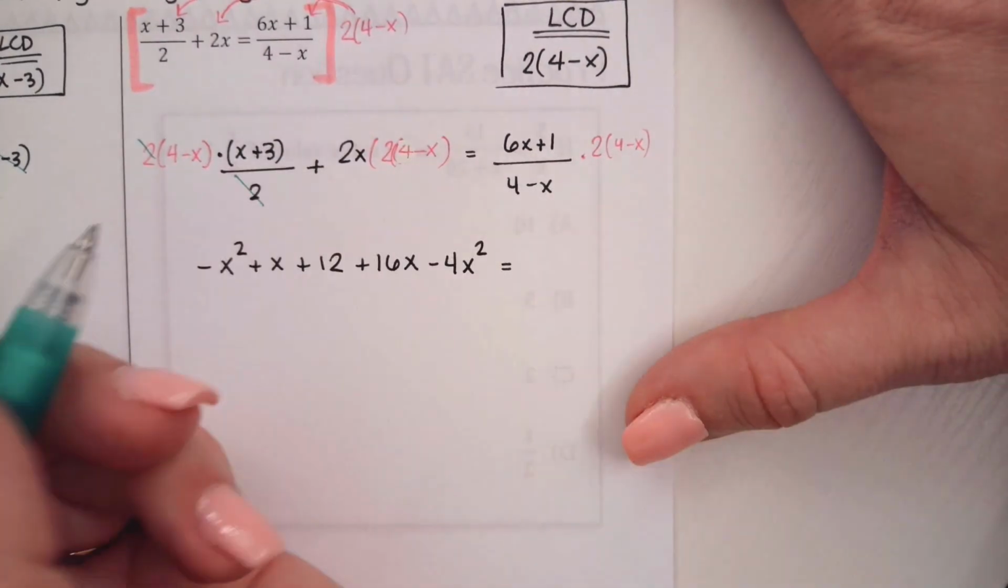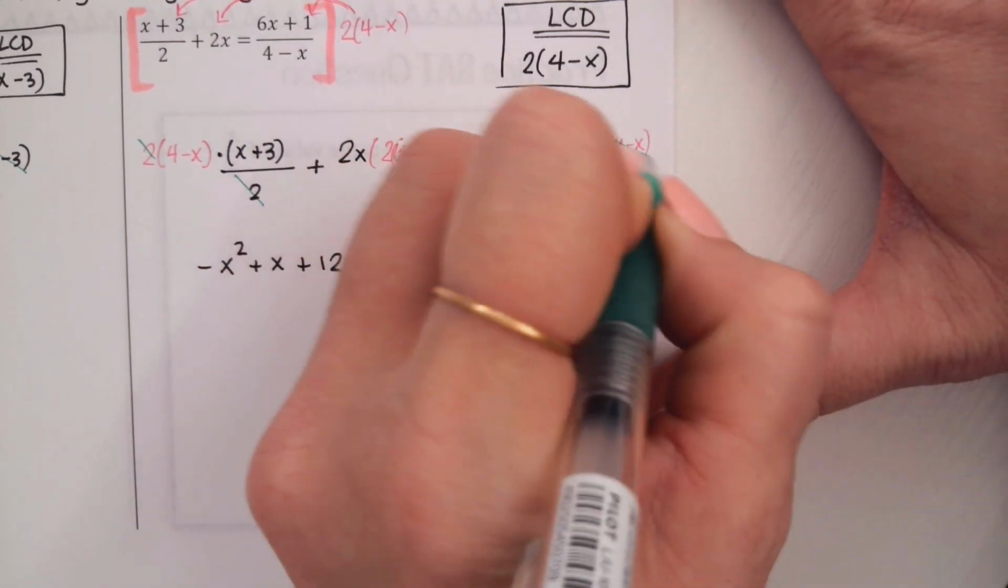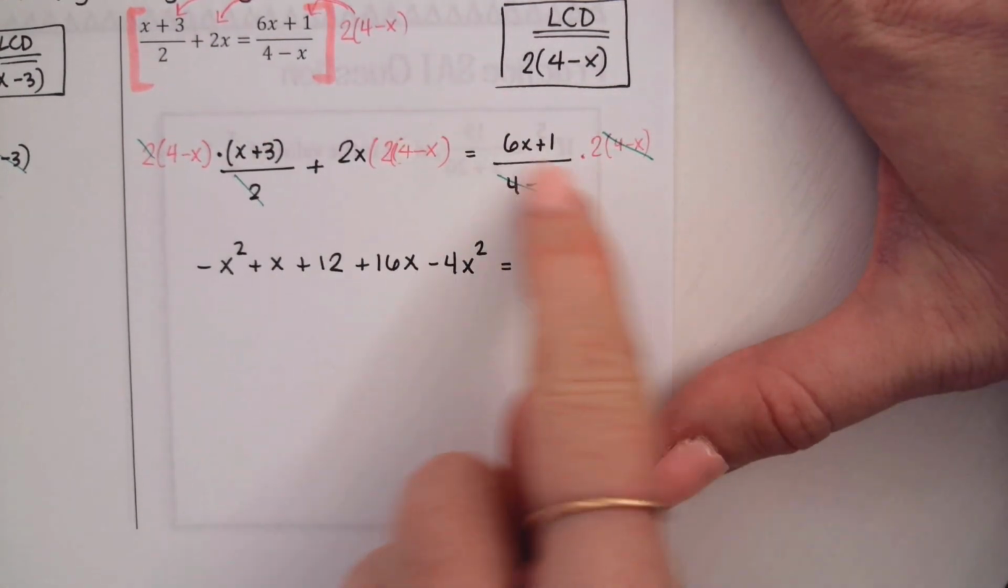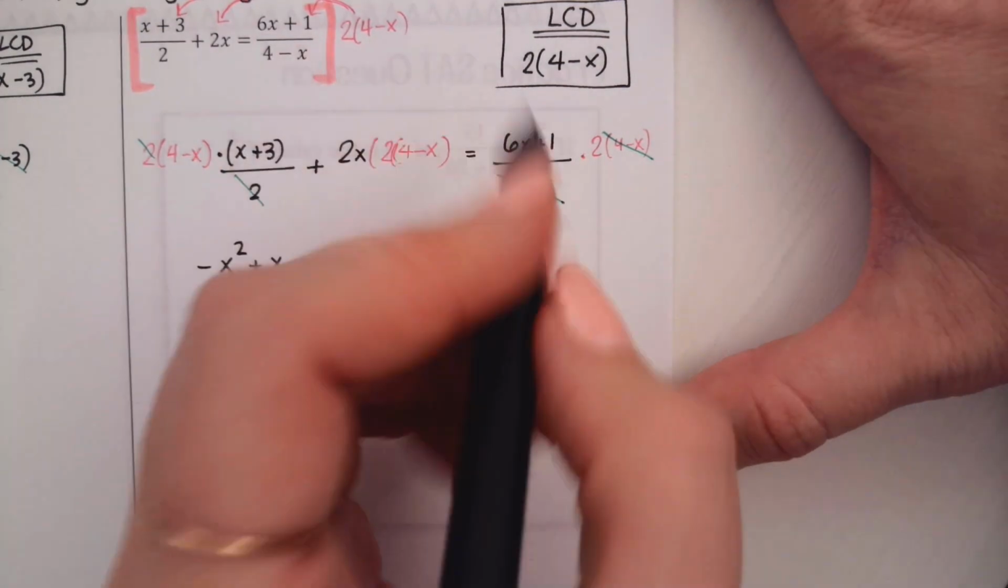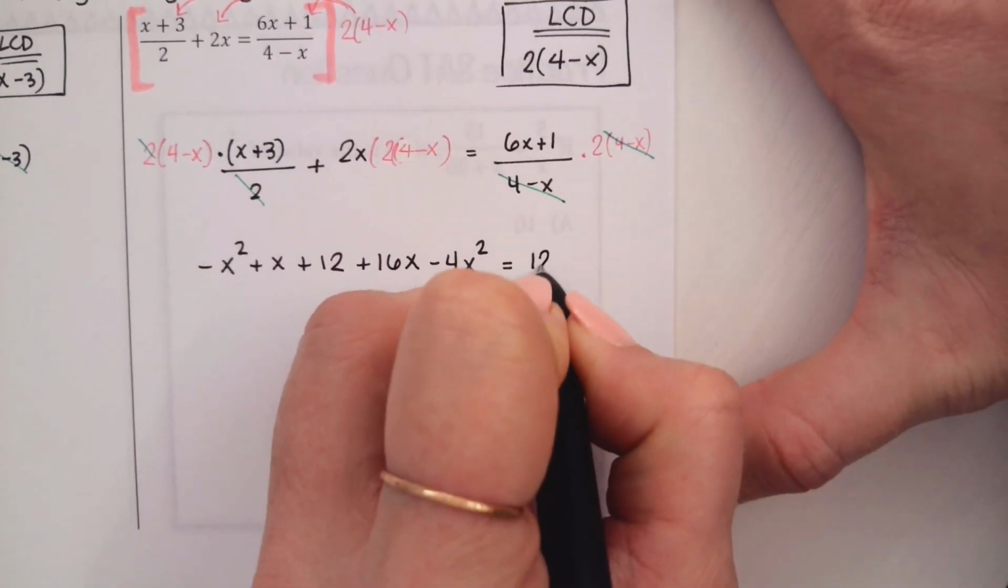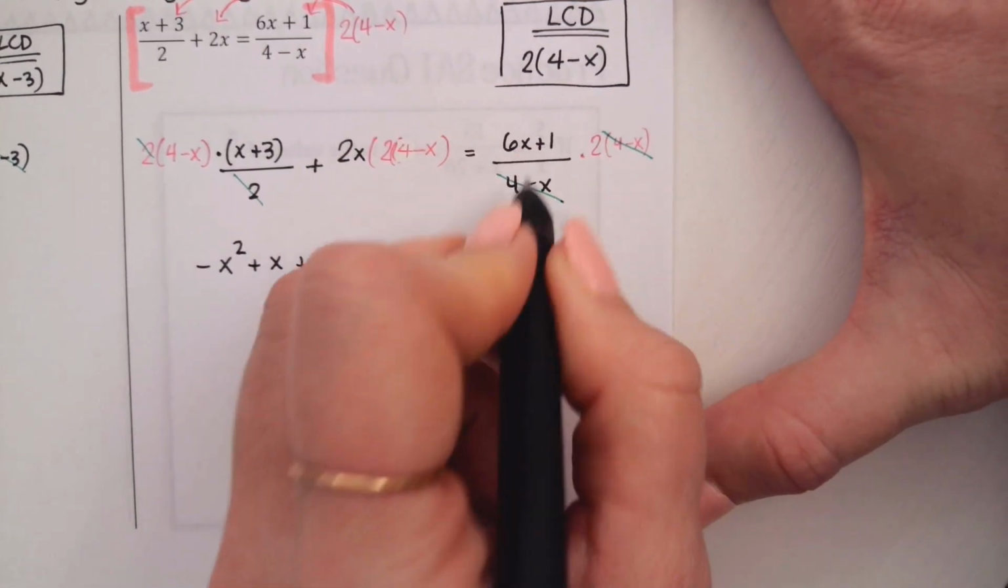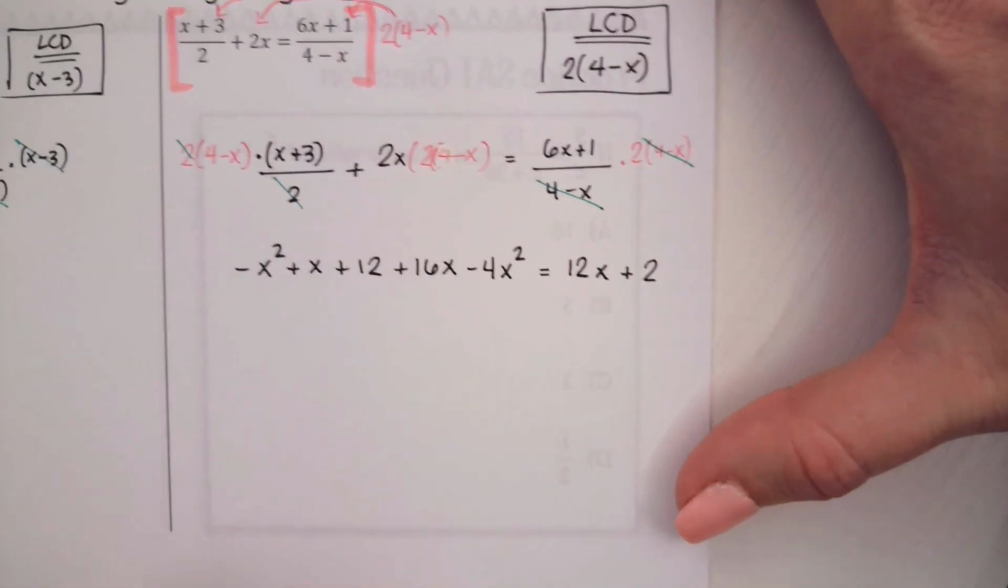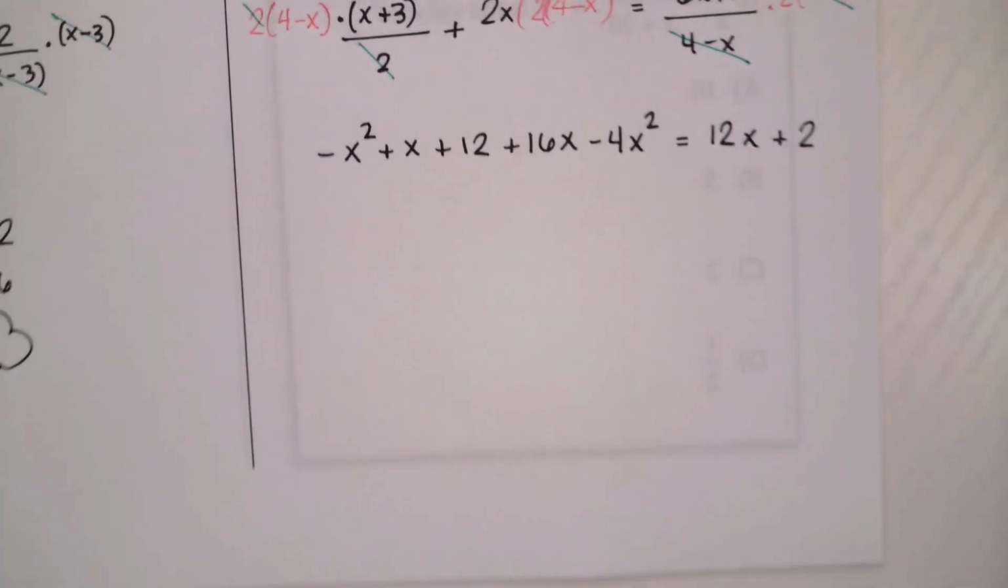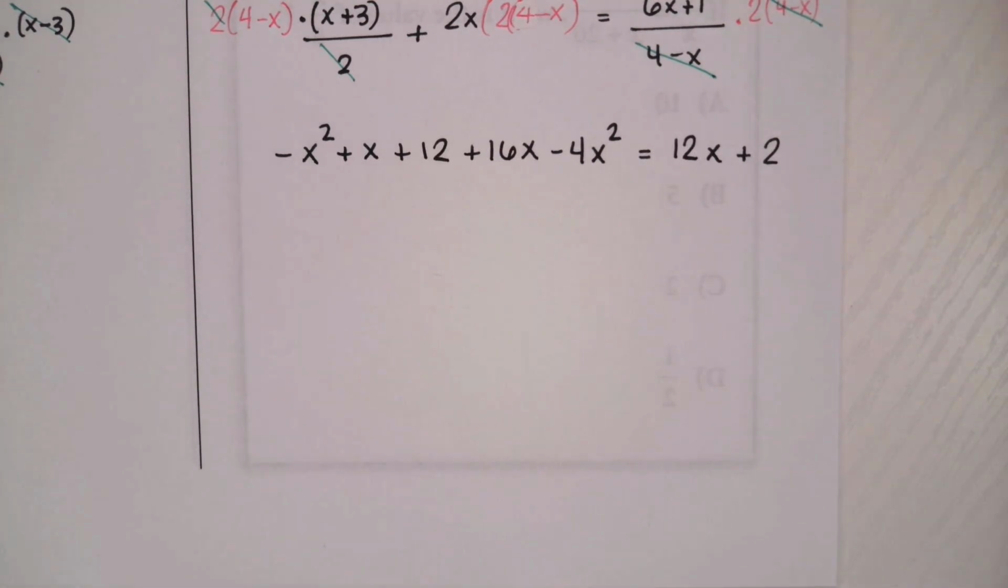The 4 minus x does what? Cancels, very good. And then we'll just have the 2 times the 6x plus 1. I think I can do that one in my head. 12x plus 2. What type of equation do we have? It's quadratic, right.